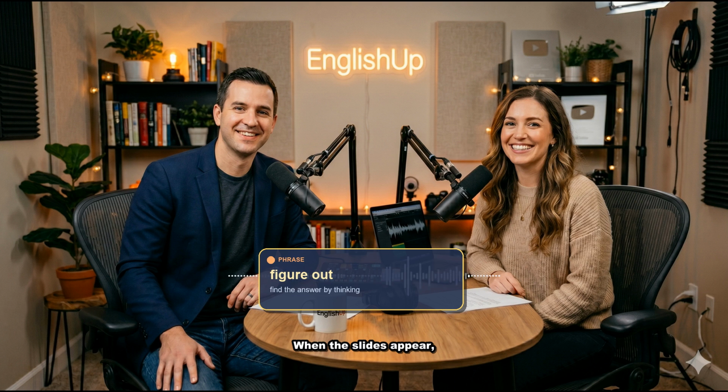When the slides appear, Ben says they figured out how to solve the missing file problem. You can figure out a math question, a bus route, or why an app is not working. If the answer is not obvious, you think until you figure it out. Can we figure out both an answer and a plan? Yes, you can figure out an answer, figure out why something happened, or figure out what to do next.